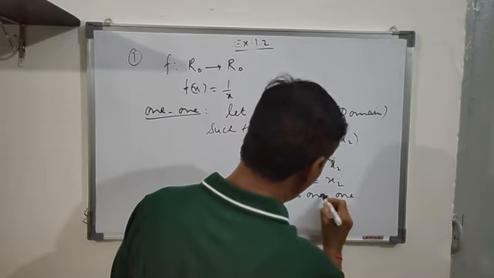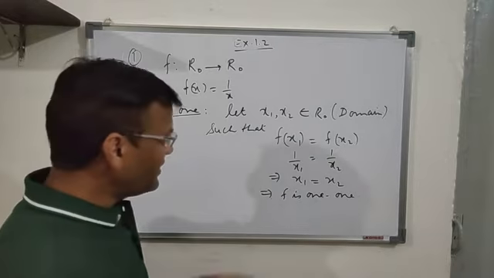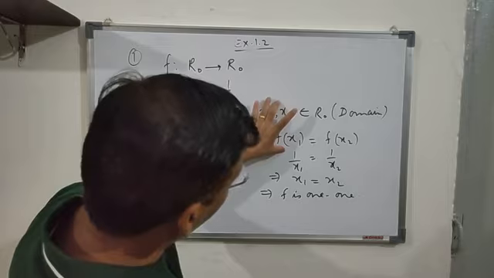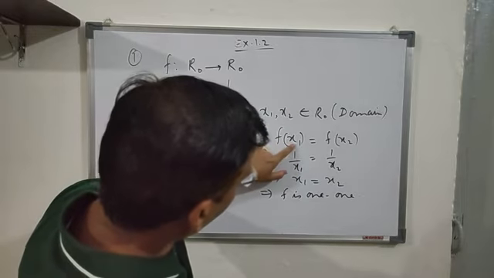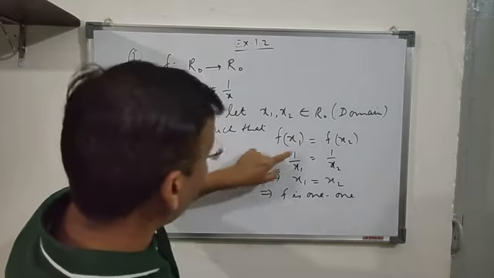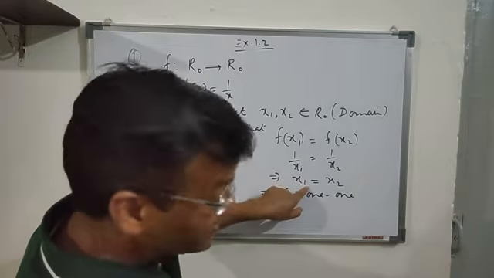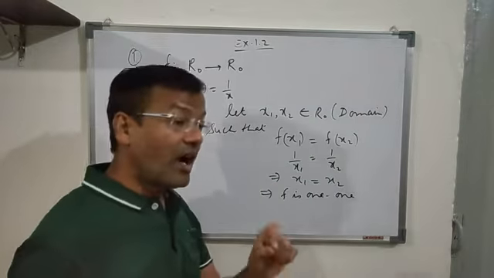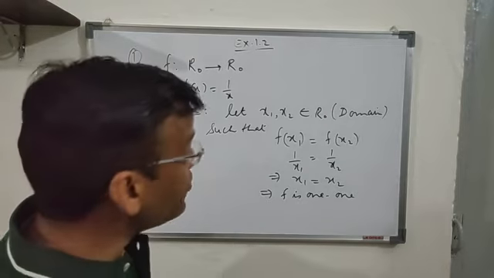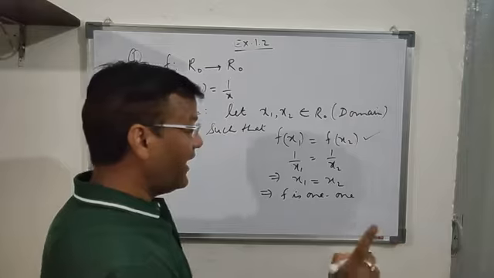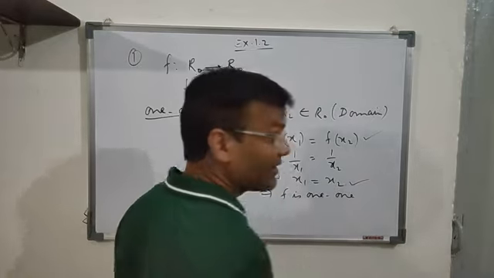Now I am coming to the description again. These two steps are the same in every question. After putting for x1 here, you get 1 upon x1 equals 1 upon x2. If you do the cross multiplication, x1 equals x2. Now, how you are going to prove that the function is 1-1: this has to be assumed, and you must get this result.